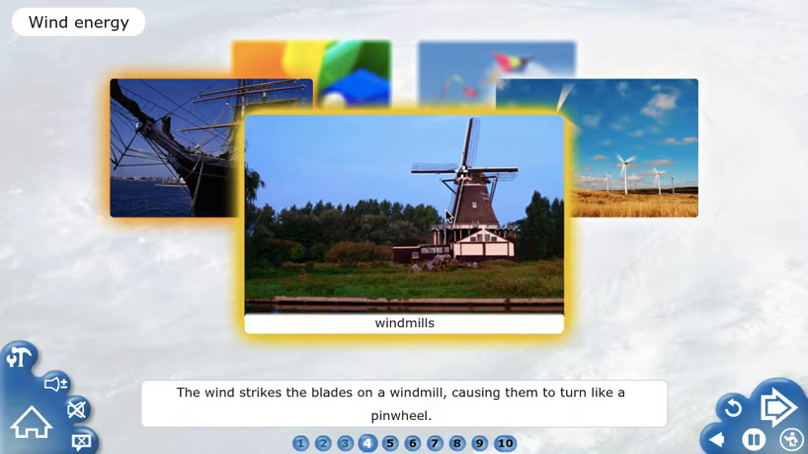The wind strikes the blades on a windmill, causing them to turn like a pinwheel. But windmills use the mechanical energy of the turning blades to do other things. Windmills use wind energy to power tools, pump water, and grind grain and spices.